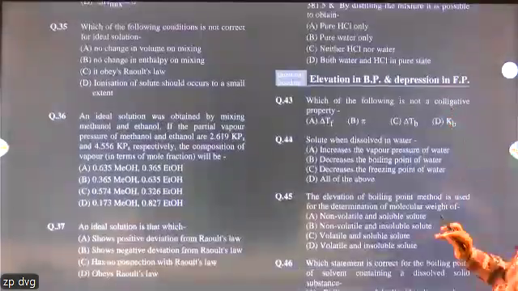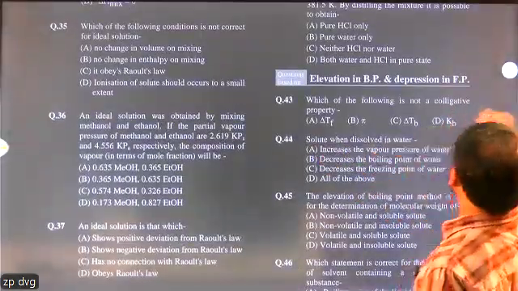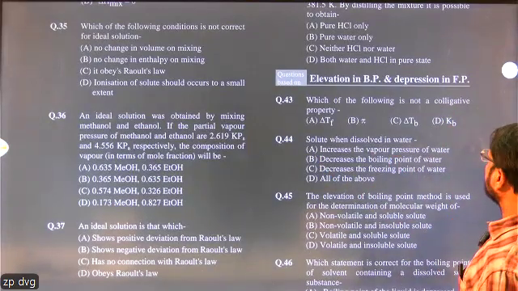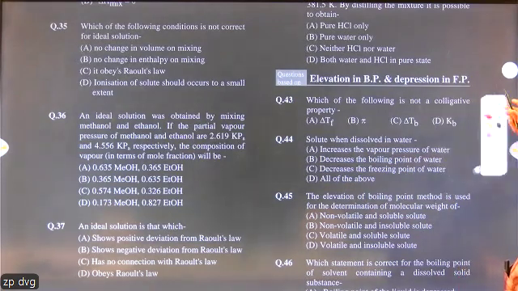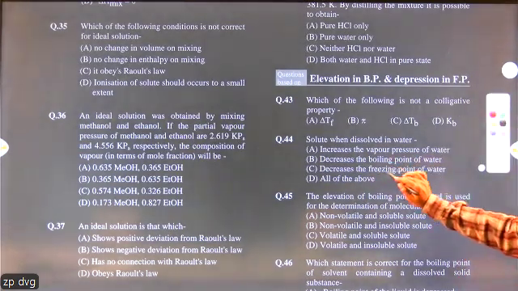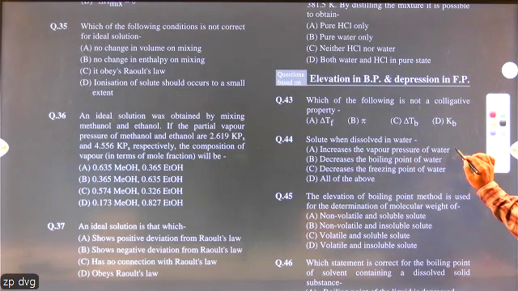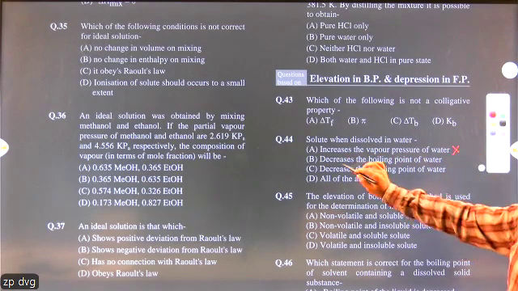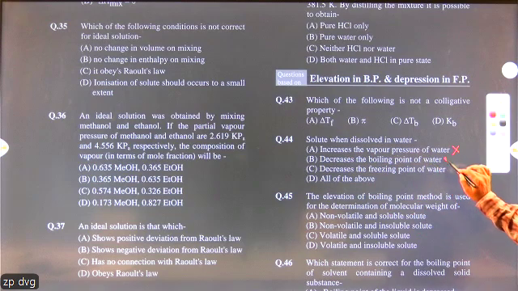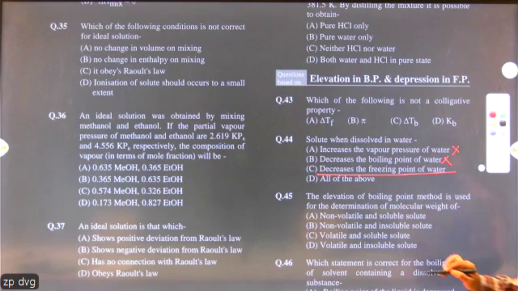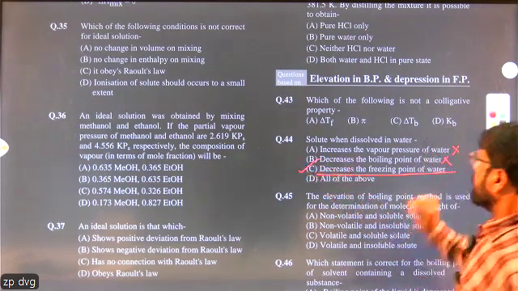When a solute is dissolved in water, what happens? Increase the vapor pressure of water, wrong. Decreases the boiling point of water, wrong. Decreases the freezing point of water, this is the correct answer.